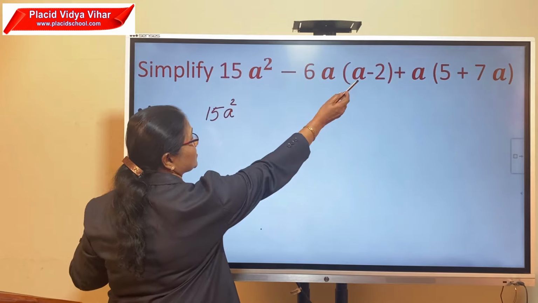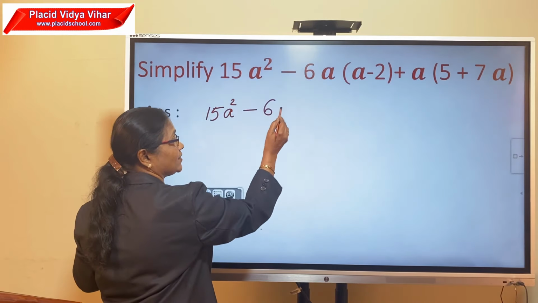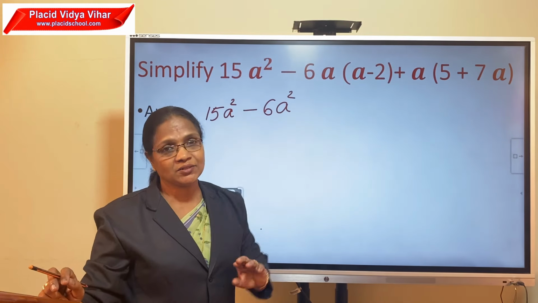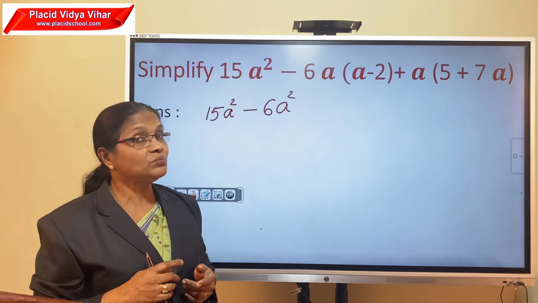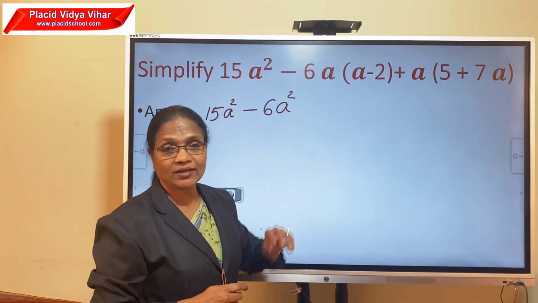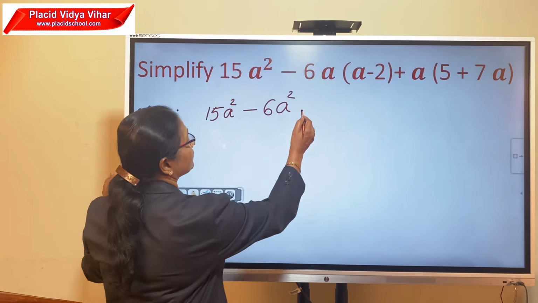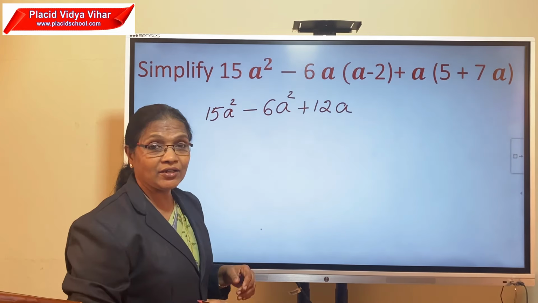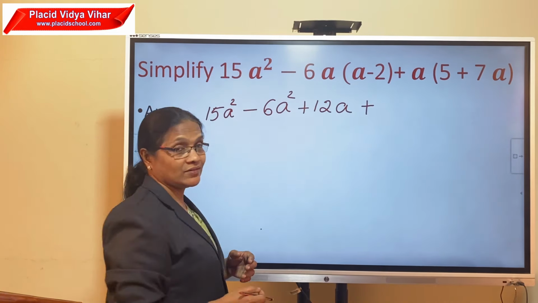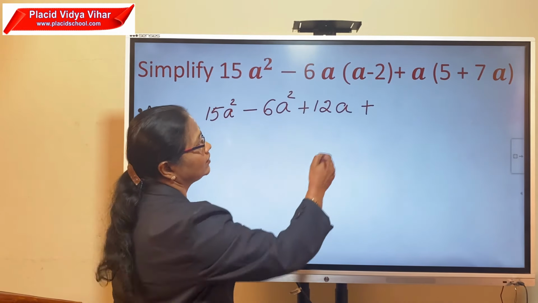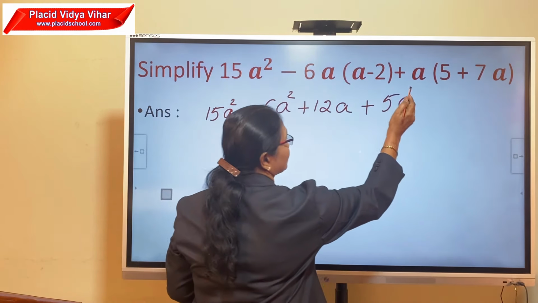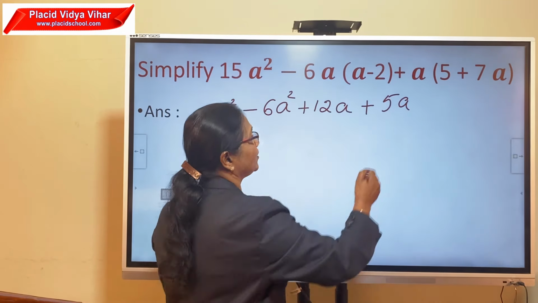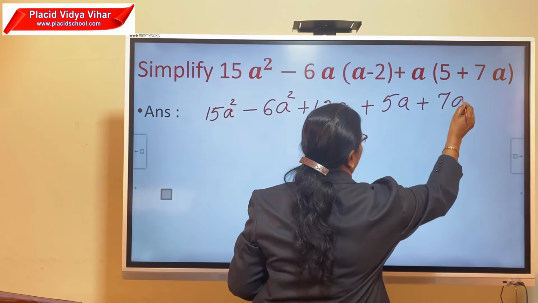Therefore, negative 6a into a will become negative 6a square. Then negative 6a into negative 2. Negative into negative becomes positive. Negative 6 into negative 2 becomes positive 12. Therefore, positive 12a. Plus a into 5. A into 5 is not a5, it should be written 5a. Then a into 7a, 7a into a equals plus 7a square.